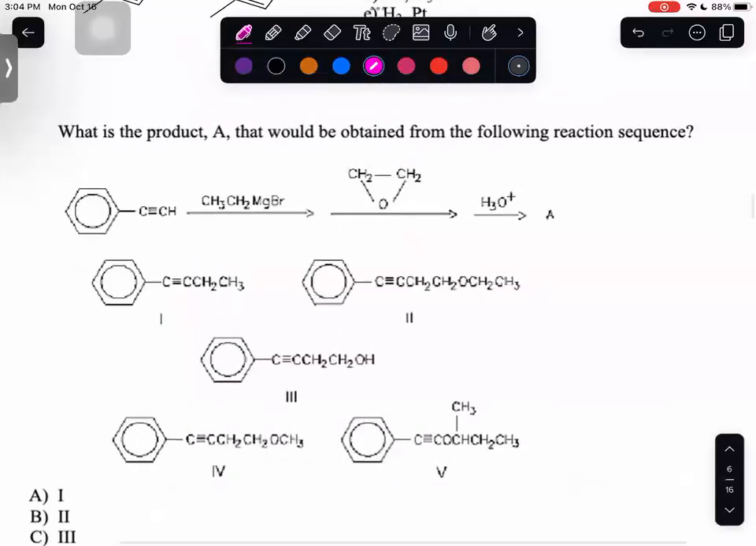Let's look at this guy. Multi-step synthesis. So, did anyone give it a try on your own? Nothing at all? Okay, take 2 minutes to try and solve it. Just 2 minutes.